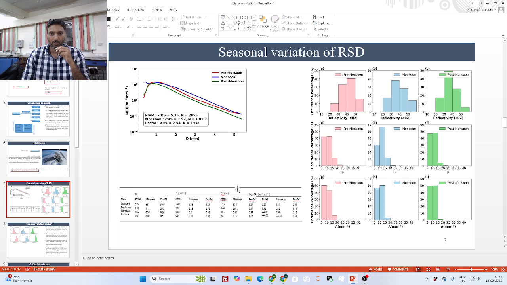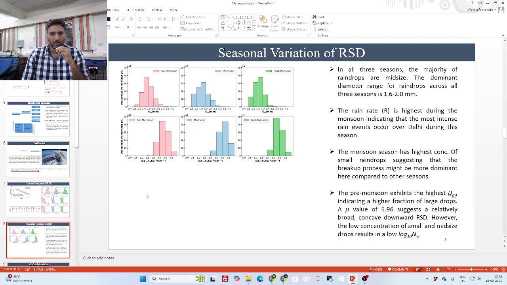Now coming to the results, the first thing that we have done is that we have tried to find out the seasonal variation in RSD. This is a typical RSD plot, and we have also plotted some histograms of some rain integral parameters such as reflectivity, mu, lambda. We have also created a table of these values, mainly mean, standard deviation, and skewness values. These are the histograms continued of rain integral parameters.